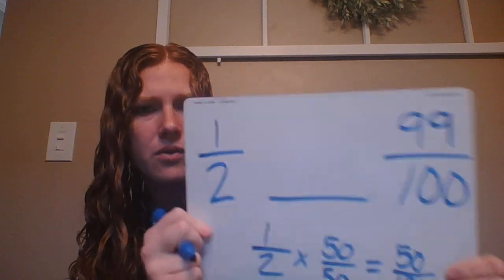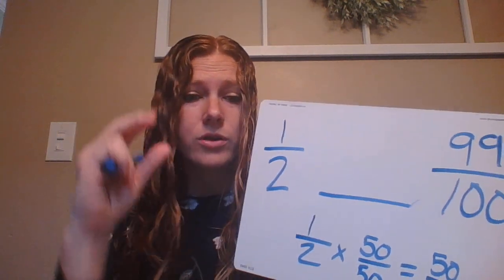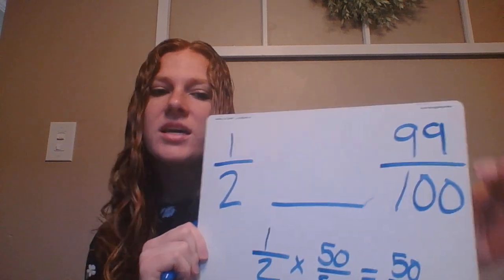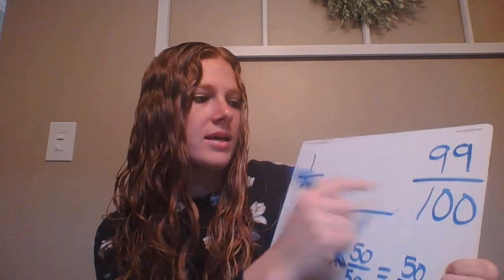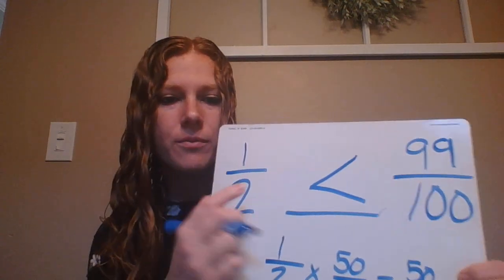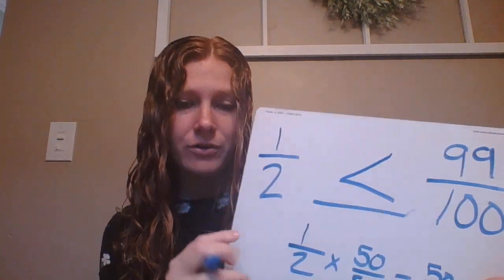What's closer to being 100, like one whole, so 100 on top and 100 on bottom? Is it 99 or 50? It is 99. So 99/100 is the bigger number, the greater number. So I draw my sign like it's eating the bigger number.